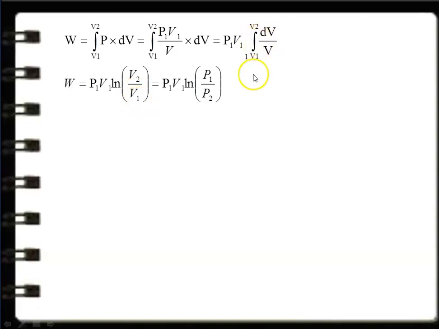So, integrating and substituting the limits, P1 V1 logarithmic of V2 by V1, or P1 V1 logarithmic of P1 by P2. So, the work done for an isothermal process, or a process PV equal to constant, W equal to P1 V1 logarithmic of V2 by V1, or P1 V1 logarithmic of P1 by P2.